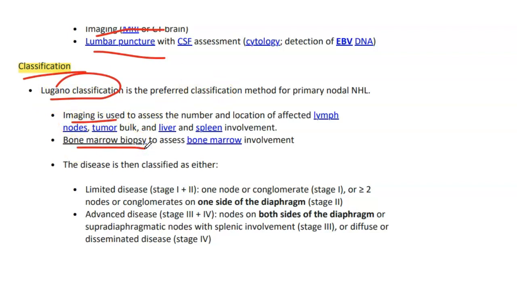In classification, the Lugano classification is preferred, in which imaging and bone marrow biopsy are used to classify. The disease is then classified as either limited disease, stage 1 plus 2, or advanced disease, stage 3 plus 4. In stage 1 there will be one node or one group of nodes, while in stage 2 there will be two or more groups of nodes on one side of the diaphragm. In advanced disease, stage 3-4, nodes on both sides of the diaphragm or supradiaphragmatic nodes with splenic involvement will be stage 3, while diffuse or disseminated disease will be stage 4.